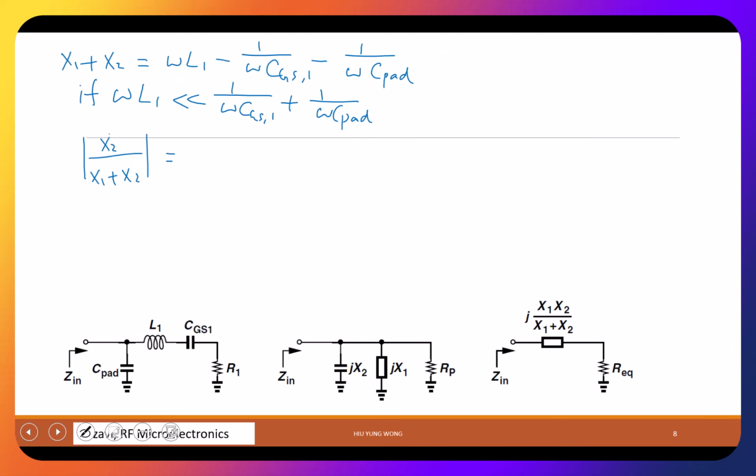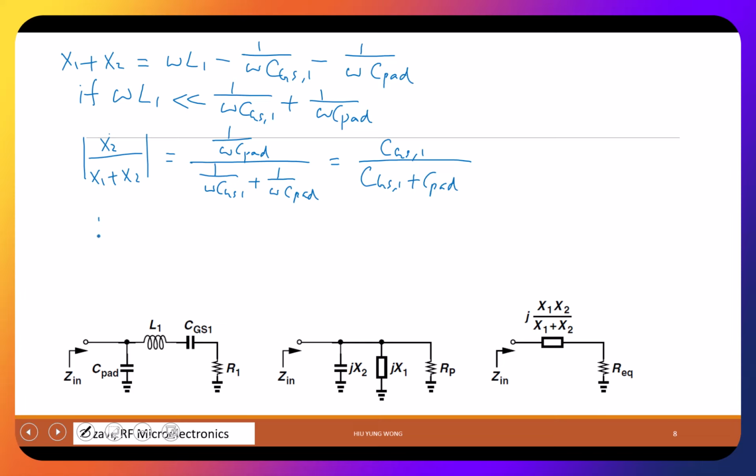Then I plug in. x2 is 1 over omega CPAT. x1 is 1 over omega CGS1. And x2 is again 1 over omega CPAT. Then you multiply the denominator and numerator by omega CGS1 and omega CPAT. Then you cancel the omega. Then, of course, you get CGS1 divided by CGS1 plus CPAT. So this is the factor.